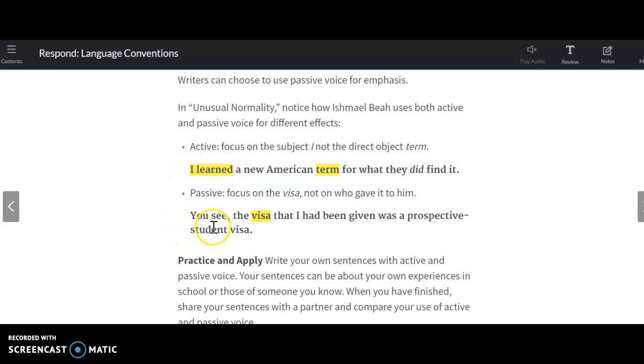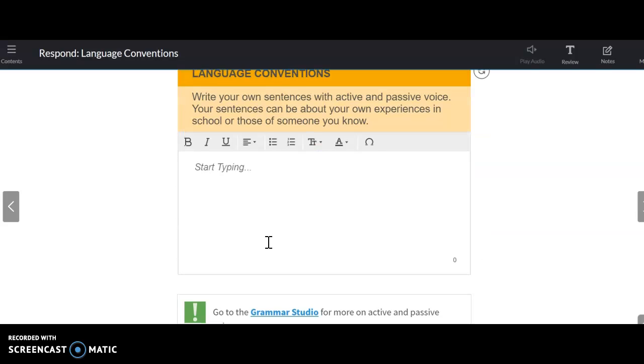But here, when we read this sentence, you see the visa I had been given was a prospective student visa. So the visa that I had been given, now the subject of the sentence is visa. Is visa doing anything? No, visa's not doing the action here. Visa's not doing the action, so this is a passive voice.